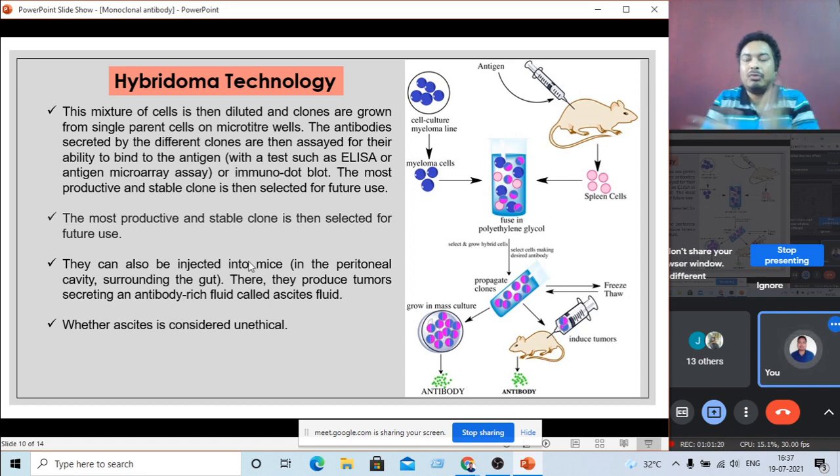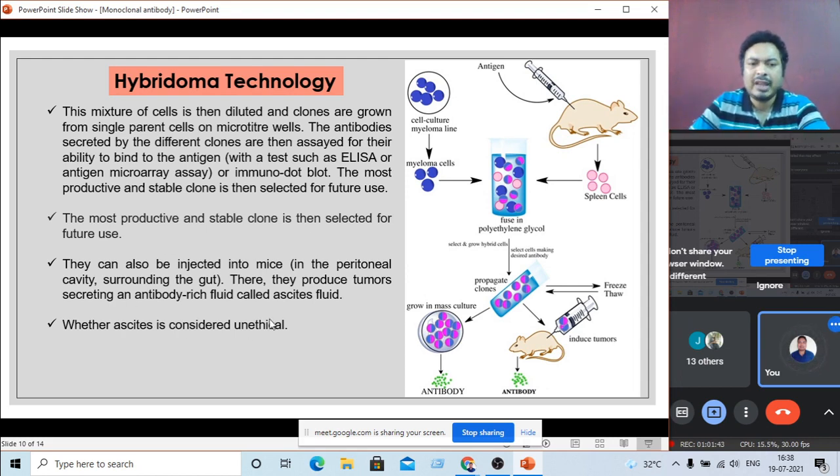Now we are using an alternative mechanism, and this alternative mechanism is called recombinant DNA technology. Now we are using recombinant DNA technology for the production of monoclonal antibody inside the viruses and inside the bacteria. Inside bacteria, inside the viruses, we can produce the monoclonal antibody, and this is called recombinant DNA technology.